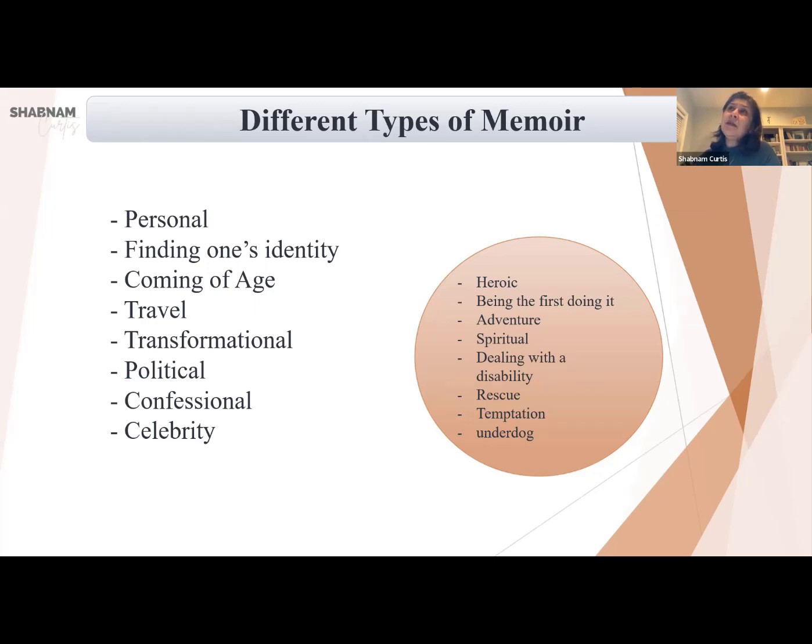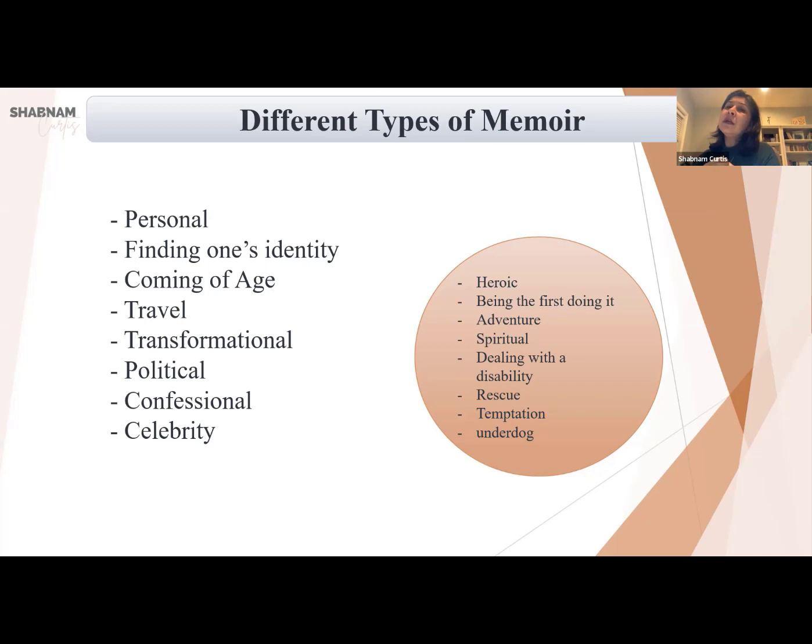Transformational is when you have done a practice or something in your life that was transformational. The example that comes to my mind is Wild by Cheryl Strayed. That's very transformational. Or even Eat, Pray, Love, that's transformational. However, both of them, especially Eat, Pray, Love by Liz Gilbert, fall under the category of travel. My own memoir is coming of age.